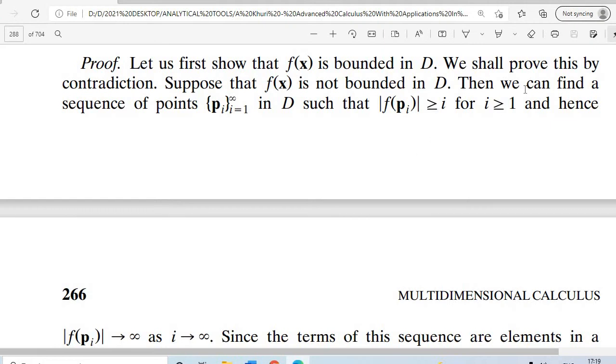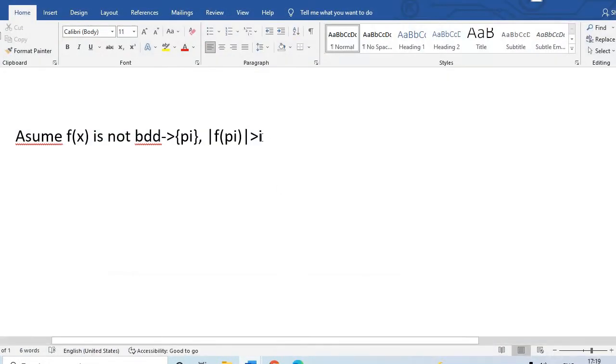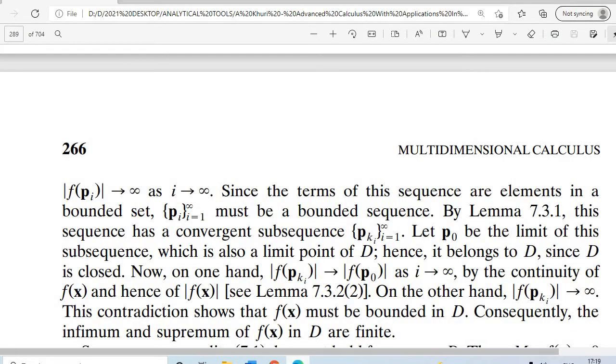So that means as i goes to infinity, mod of f of pi is greater than or equal to i, so that will also go to infinity. So mod of f of pi goes to infinity as i goes to infinity.